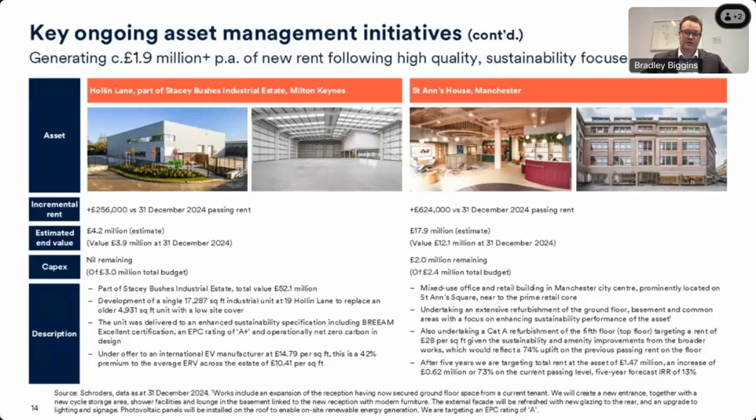And what all that means is we can move the rents on. So we've taken the 5th floor back as well. We are refurbing it to Cat A, and we are targeting a rent that's 74% higher than the previous passing rent. So it shows you can do this profitably. And again, is this going to be profitable for us? Well, we're forecasting an IRR over the next 5 years of 13% per annum.